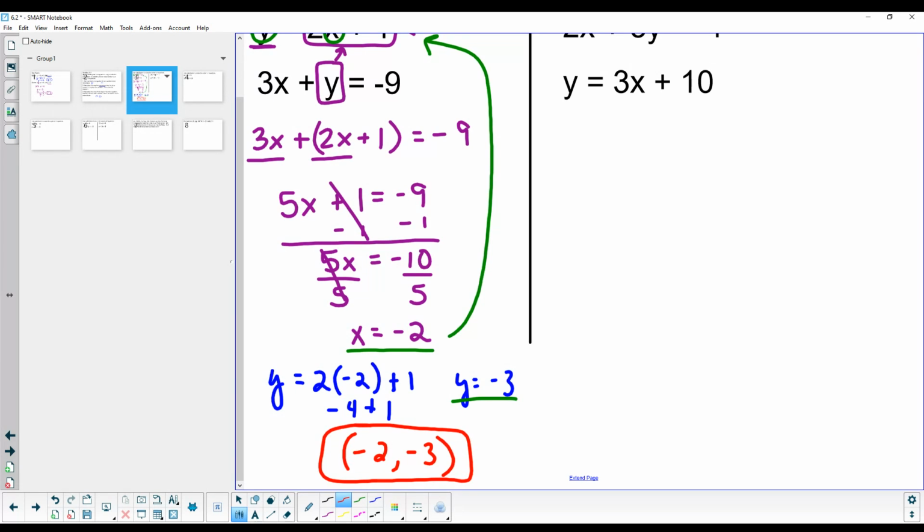Okay. Now, I know that was a lot of stuff. So are there any questions right now? We're going to do several of these examples.